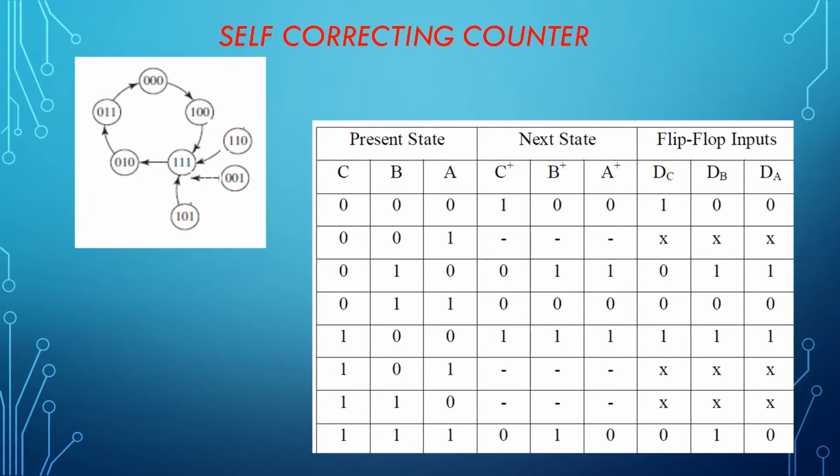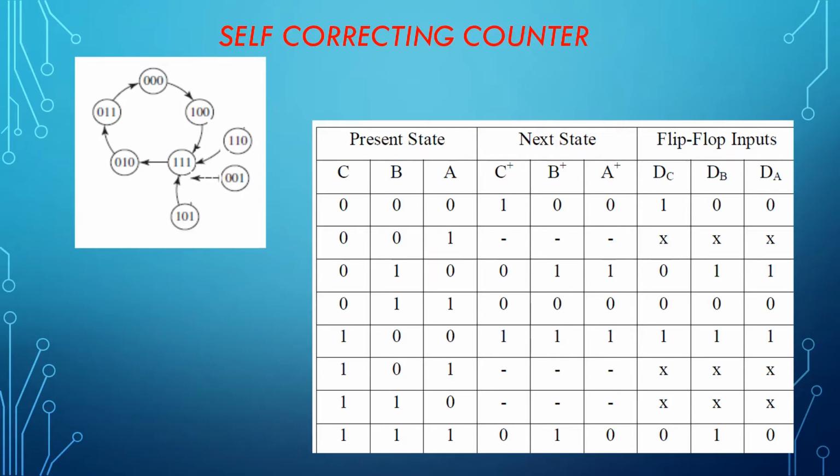So in the previous video session, we have seen a counter which counts in an abnormal or non-uniform sequence, and we have also seen how the design of that particular irregular counter has to be carried out. The last kind of counter we are going to deal with in this video session is self-correcting counters. So what do you mean by self-correcting counters?